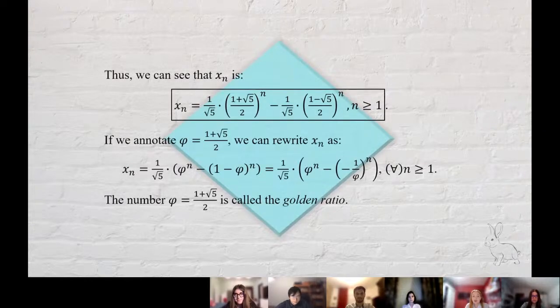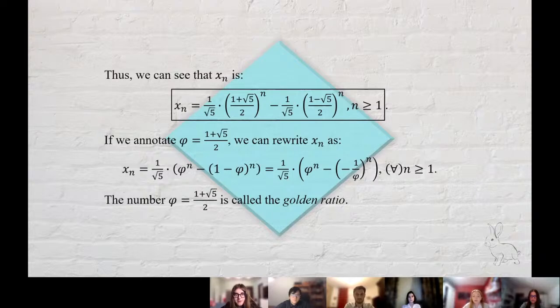Thus, we can see that xn is equal with the formula shown on the screen. And if we annotate φ with (1 + √5) / 2, we can rewrite xn as the following equation. The number φ is called the golden ratio. Now I will let my colleague Mara talk about it.